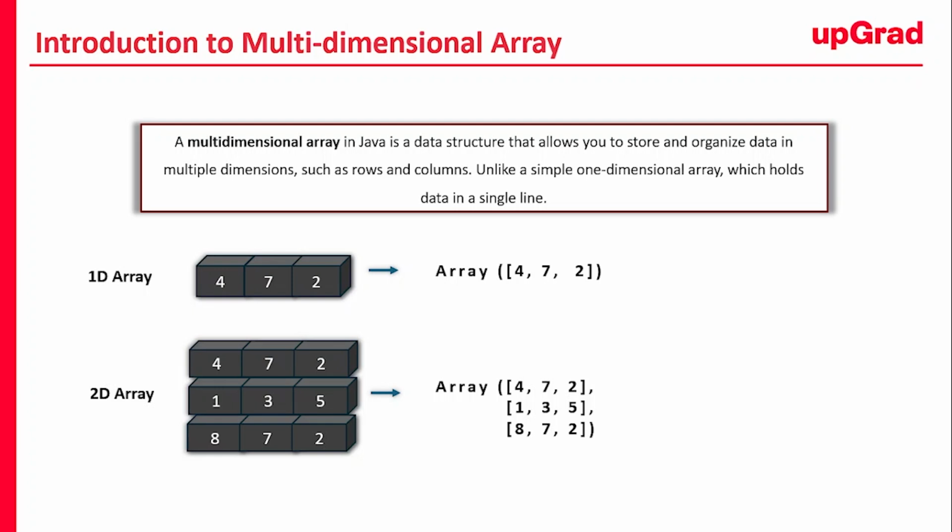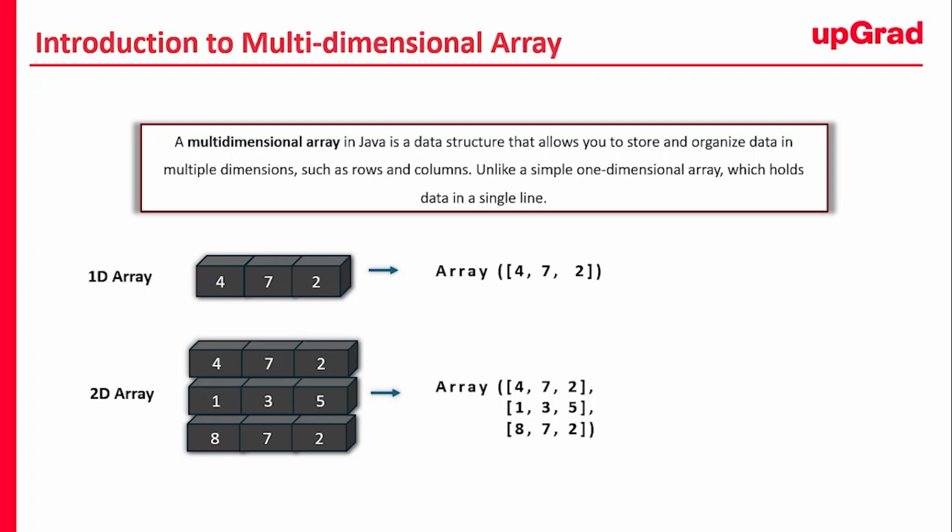For example, consider a basic list of numbers which represents a 1D array. As we can see on the screen, 1D array, 4, 7, 2 are the elements. All the elements are arranged in a single line, as we can see, one after the other. Now, when your data requires an organization in tabular form with rows and columns, such as a grid or matrix, like a 2D array. As you can see on the screen, the 2D array looks like this format. So in this particular case, a 2D array becomes useful.